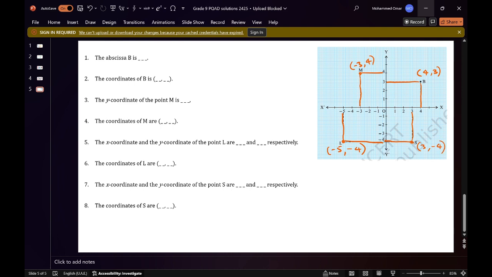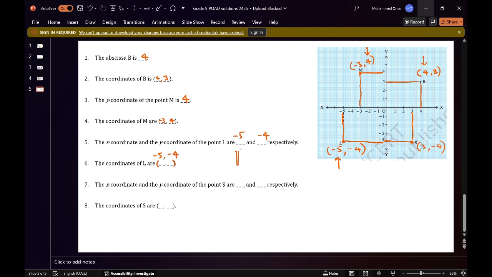Now the abscissa of B. What is abscissa? The x coordinate. So what is the x coordinate? It is 4. And what are the coordinates of B? 4, 3. The y coordinate of M. Where is the y coordinate? This is 4. What are the coordinates? -3 and 4. Now the x coordinate and y coordinate of L. When they ask you separately, you have to write separately. It is -5 and -4. And if they ask keeping it in brackets, it will be written as -5 comma -4.